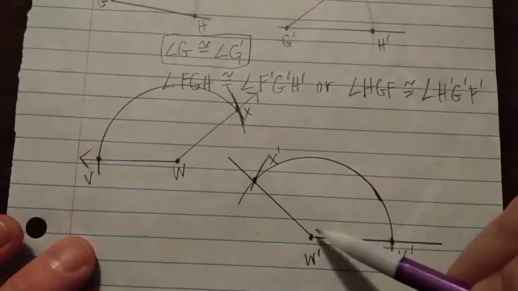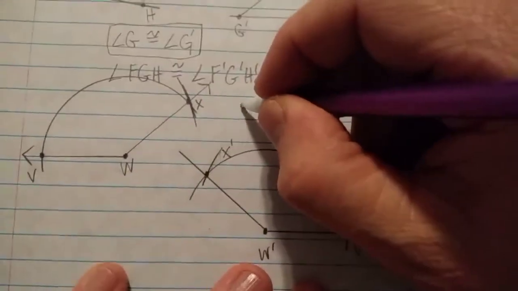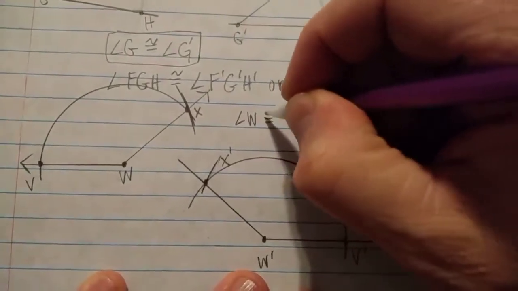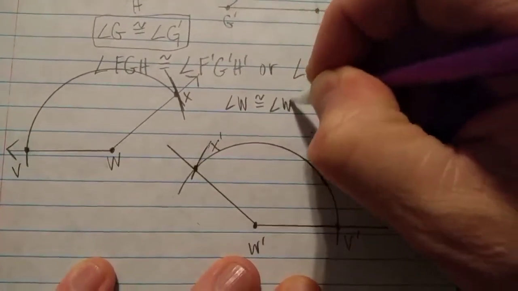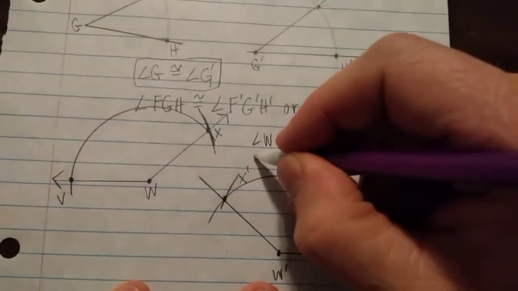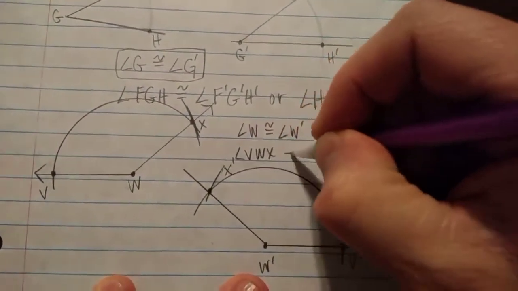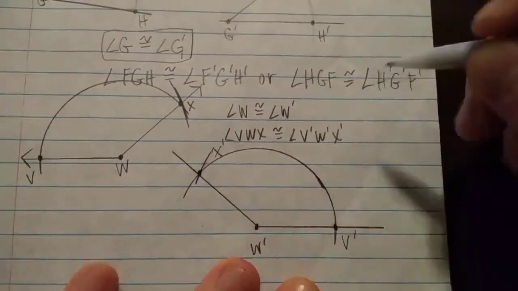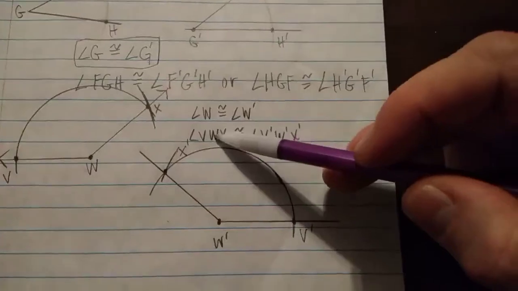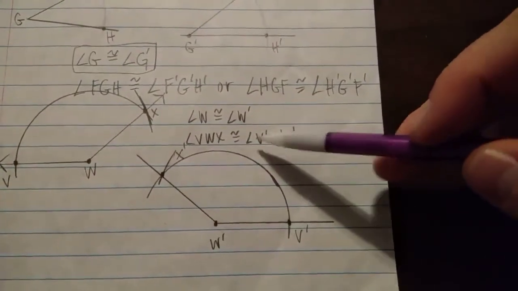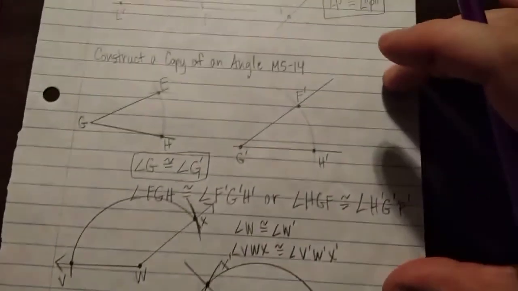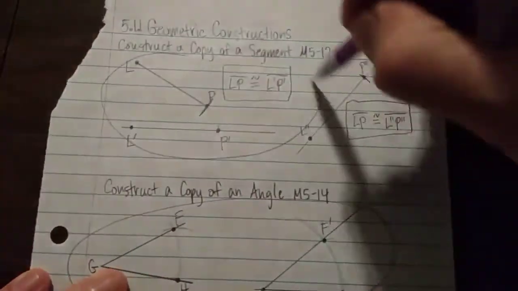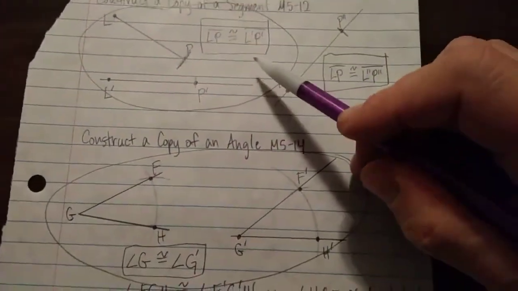And now I know that this angle is congruent to that angle. So again, angle W is congruent to angle W prime, or angle VWX is congruent to angle V prime W prime X prime, or angle XWV is congruent to angle X prime W prime V prime. But this is what you're going to upload. Draw an angle, copy it, draw a segment, copy it, and write those congruent statements.